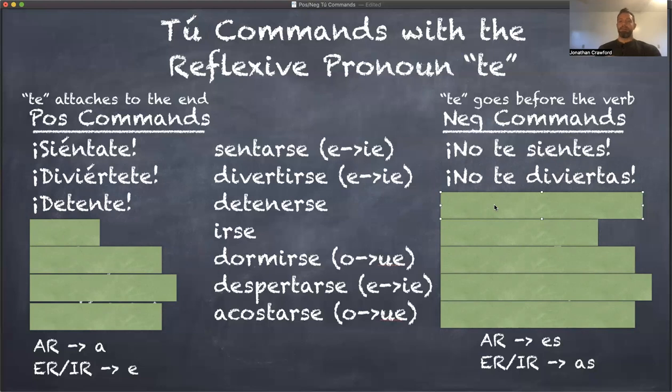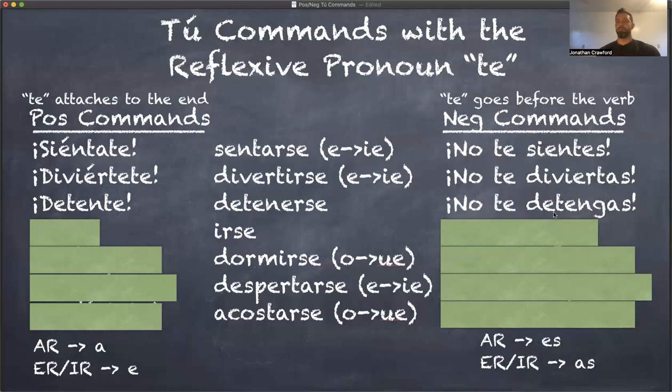But remember, tener is irregular in the yo form. It's tengo, and so it would be detengo. Therefore, when it's an irregular negative command, it would be no te detengas. Do not detain yourself. Or in other words, don't stop. No te detengas ahí, siga adelante. Don't detain yourself there. Don't stop there. Keep going.